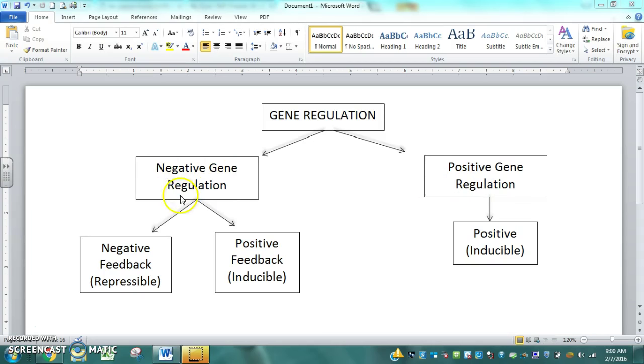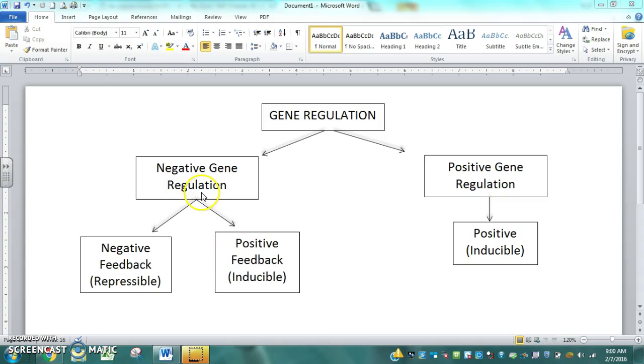Okay. Within negative gene regulation, there can be either negative feedback or positive feedback, which they've renamed repressible and inducible. I wish they didn't do that, but that's what they did. Negative feedback means that when the chemical is present, it stops transcription. And positive feedback means that when the chemical is present, that it allows transcription to occur.